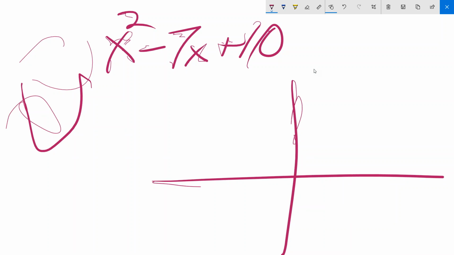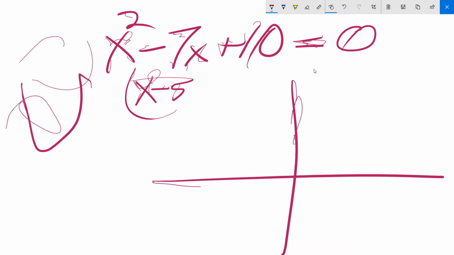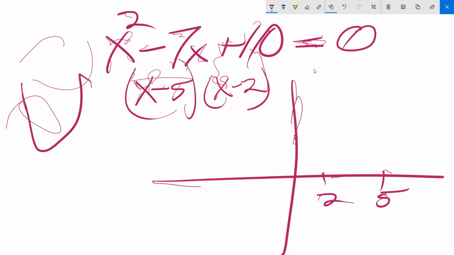Well, the next thing to determine is where it crosses the x-axis. Well, that's the zeros. If I let that thing be equal to 0 and I factor it, I get x minus 5 times x minus 2, which makes my zeros at 2 and 5. Well, there's only one way that can graph. It's got to go like that.